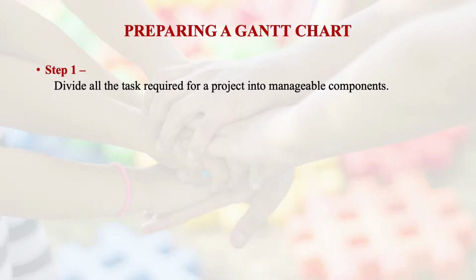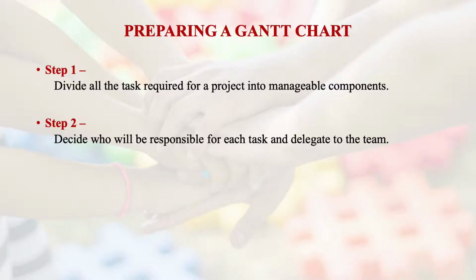Now, how does Gantt chart development take place? The whole process can be divided into steps. In step 1, you divide all the tasks required for a project into manageable components. Just like what we did: planning, then analysis, then design, then implementation. Even each of those, such as planning, could have been divided into tasks like doing the feasibility study.